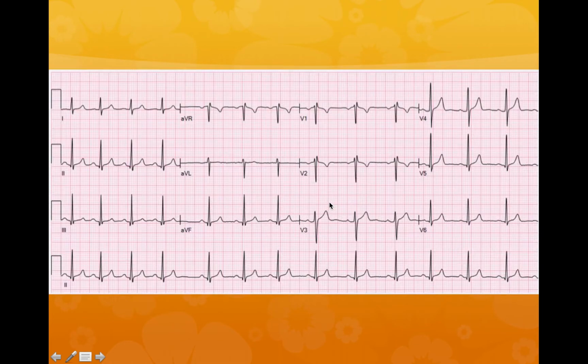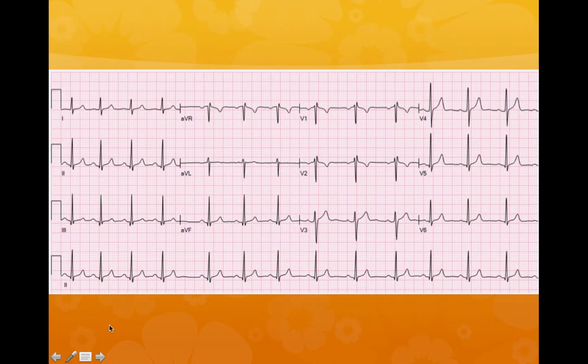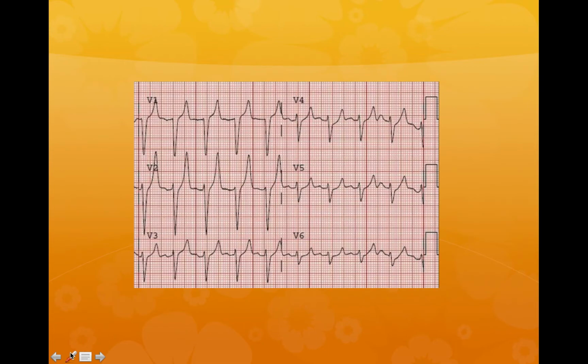Next, we can see some examples of tented or peaked T waves. This is a classic manifestation that is almost pathognomonic for hyperkalemia. Typically this is one of the first ECG manifestations of hyperkalemia, and it tends to occur after potassium levels reach 6.